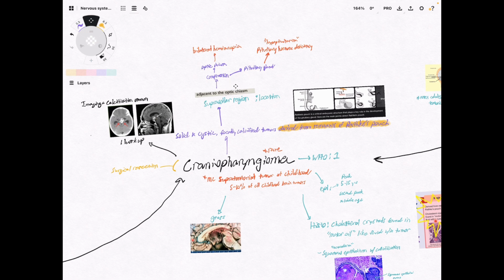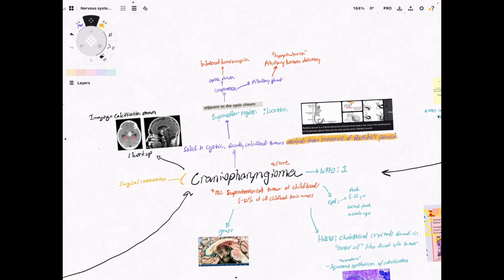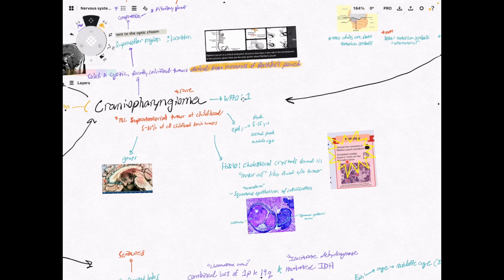So remember, the optic chiasm, you have those medial retinal pathways, light coming from the periphery. Remember, they shine to the back of the retina. It can't get to the primary visual cortex, so you present with bilateral hemianopia. All right, and they can also compress the pituitary gland, leading to a pituitary hormone deficiency. And this is a WHO grade type 1, so very resectable. Peaks 5 to 15 years of life, so childhood and teenage years.